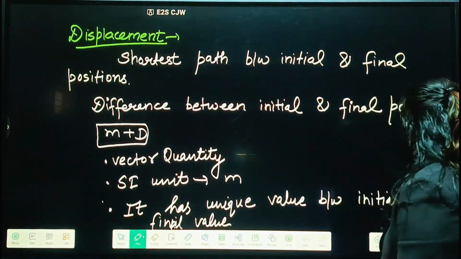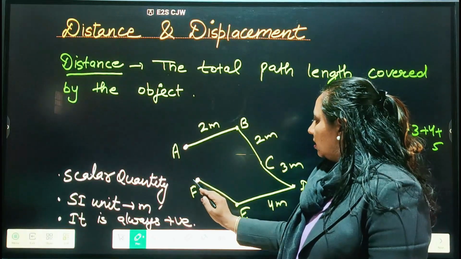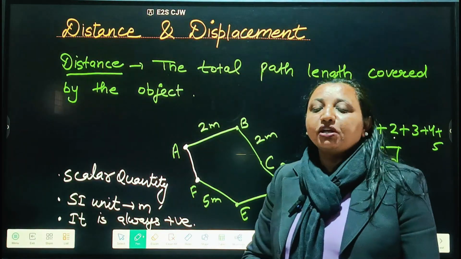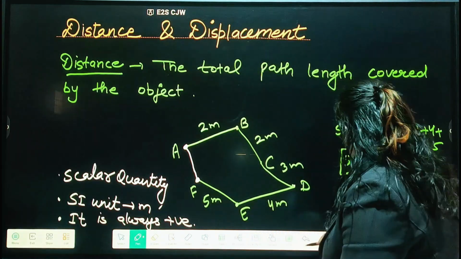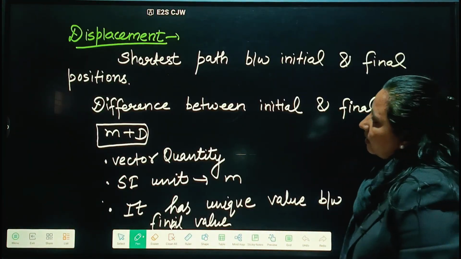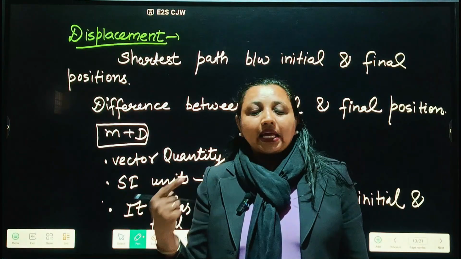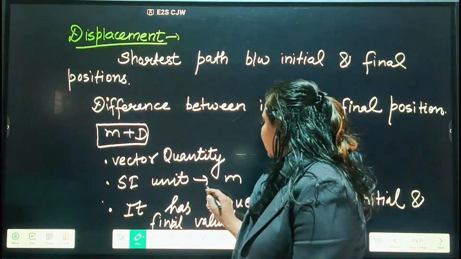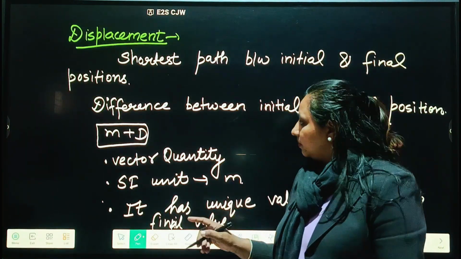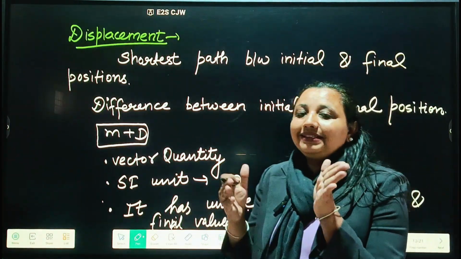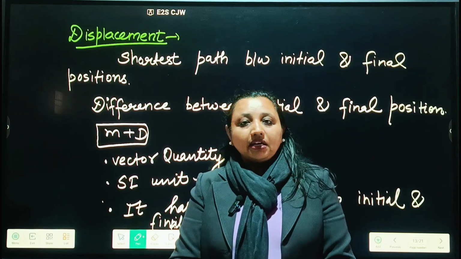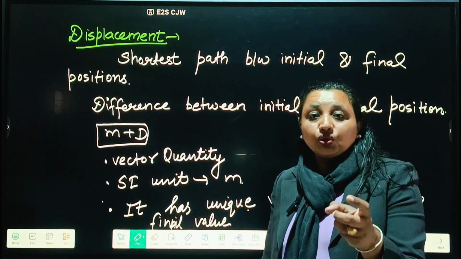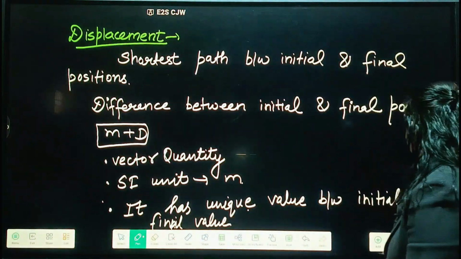ठीक है, if we talk about displacement here, this is the displacement between the initial and the final position. So this is the displacement because it has both magnitude as well as direction. So it is a vector quantity. SI unit is same as that of distance, that is meter. It has a unique value. जैसे distance में बहुत सारी values थी, many values between the initial and the final positions, but here it has only a unique value between initial and final.